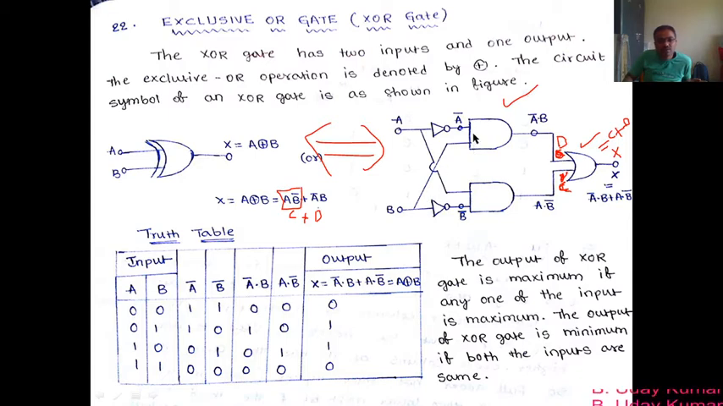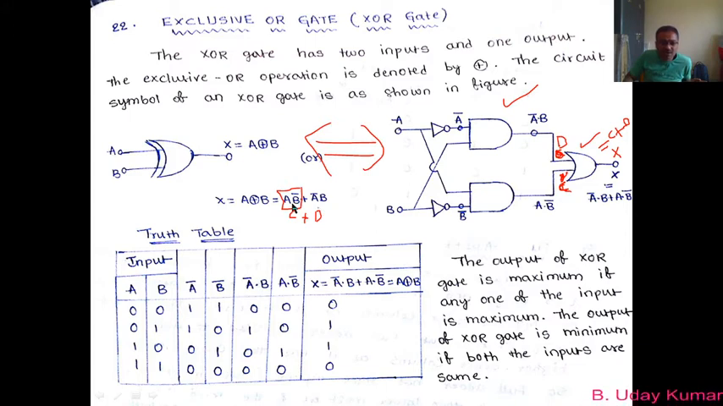So can you see this one? Now A bar is one input and B is the other input of this AND gate, and hence you get A bar dot B. And similarly, take another AND gate, and to this AND gate, let us apply A and B bar as the inputs, and since A and B bar are the two inputs of this AND gate, you get the output as A dot B bar.